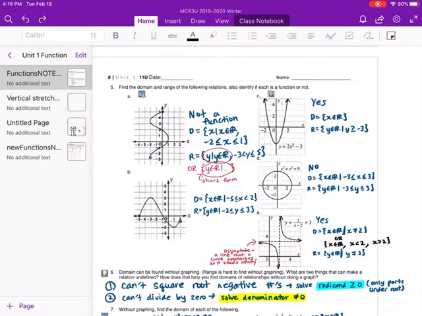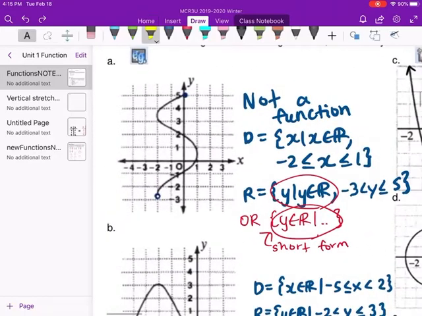Okay, main ideas. Graphs A and D are not functions because they do not pass the vertical line test, which was something you need to remember from Unit 1, Lesson 1. If I draw a vertical line, I notice that it hits the graph more than once. Therefore, it is not a function.